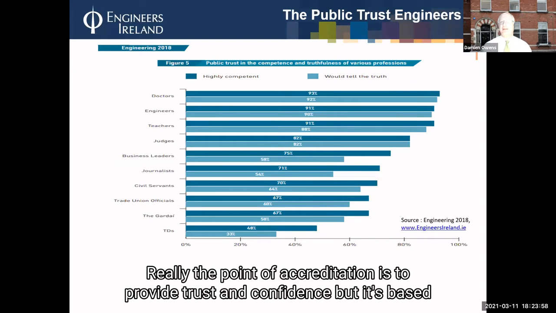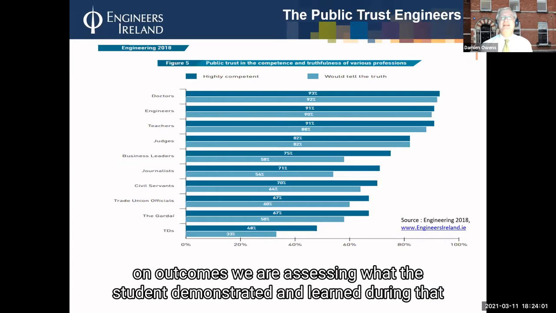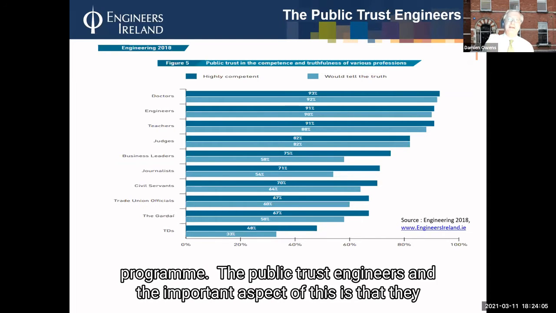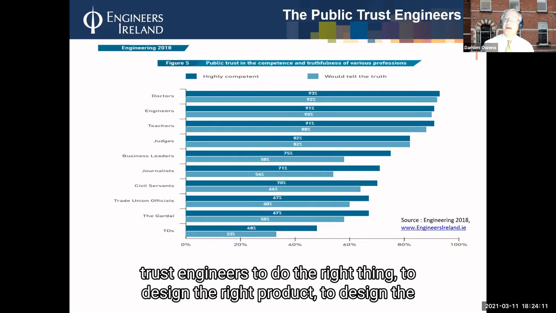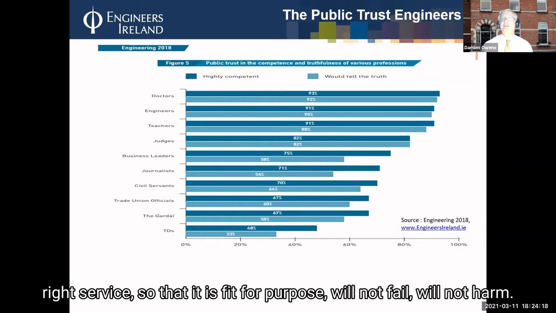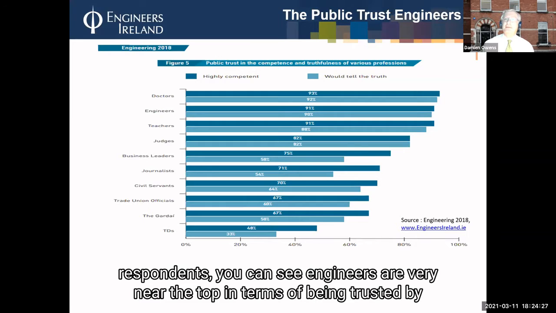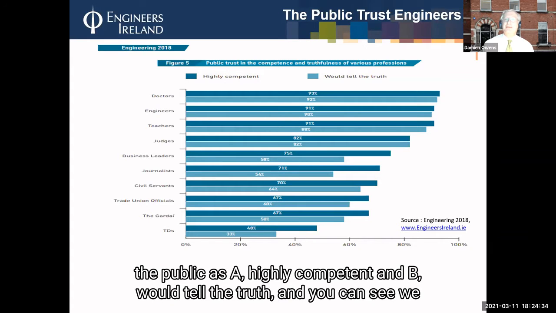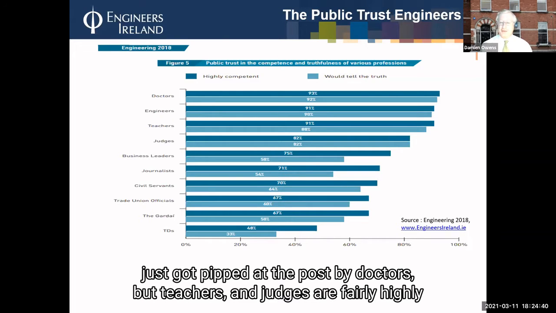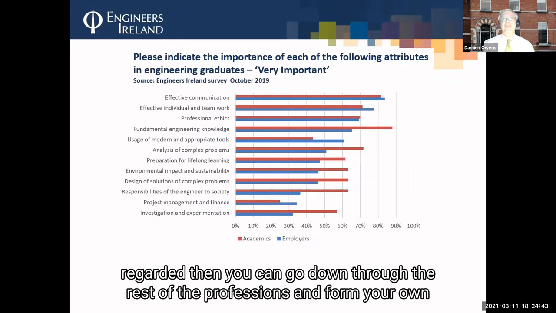And the public trust engineers, and the important aspect of this is that they trust engineers to do the right thing, to design the right product, to design the right service, so that it is fit for purpose, will not fail, will not harm. This is a survey we conducted a couple of years ago from the public, about 1,500 respondents. And you can see that engineers are very near the top in terms of being trusted by the public as, A, highly competent, and B, would tell the truth. We just got pipped at the post by doctors, but teachers and judges are fairly highly regarded, and then you can go down through the rest of the professions and form your own judgment as to who's the more trusted and competent.